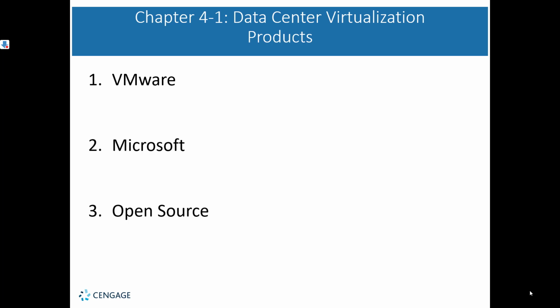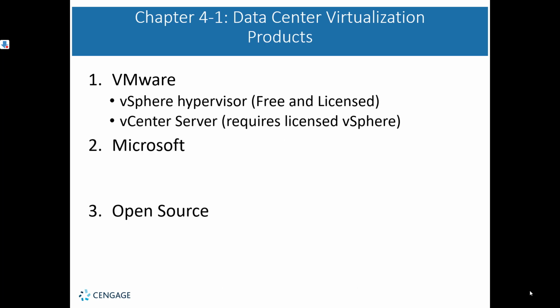I've grouped data center virtualization products into three major categories: those from VMware, those from Microsoft, and open source. VMware is currently the leader with its vSphere environment. vSphere includes a vSphere hypervisor that's available in both free and licensed versions, as well as vCenter Server, which is necessary in order to build software-defined data centers that consist of multiple licensed vSphere hosts, clusters, and other advanced features for networking and storage. vCenter Server is a licensed product and we'll be working with both vSphere Hypervisor and vCenter Server in Chapters 7 and 8.